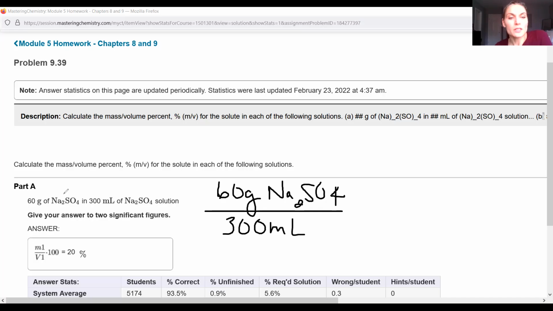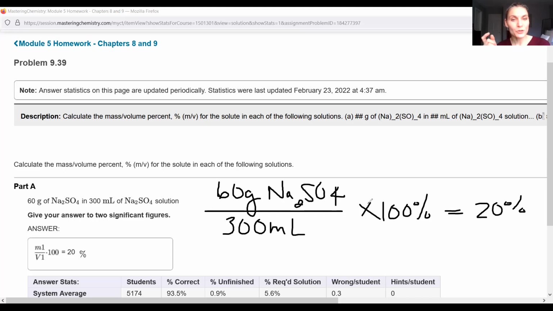Because when we go to do this problem, what it's asking for is the mass per volume. And so the mass would be in grams over the volume. And we're going to times it by 100% to get our mass percent. So if we were to do this, you do 60 divided by 300, you would get 0.2, and we multiply by 100 to get 20%.